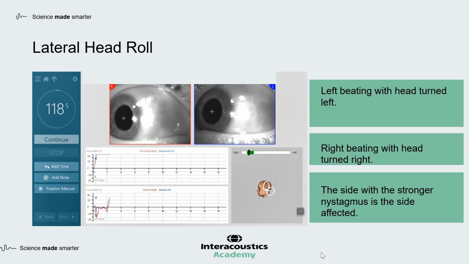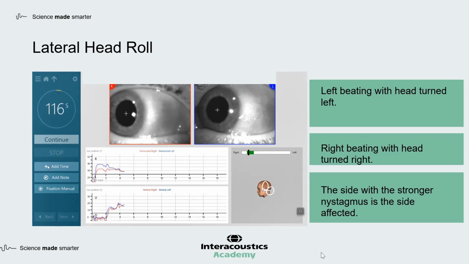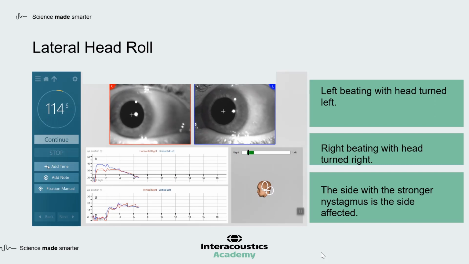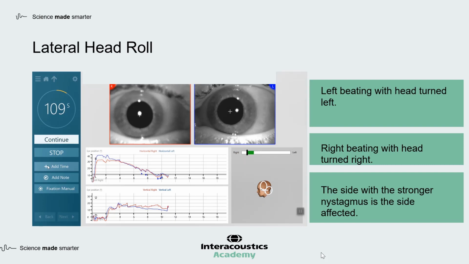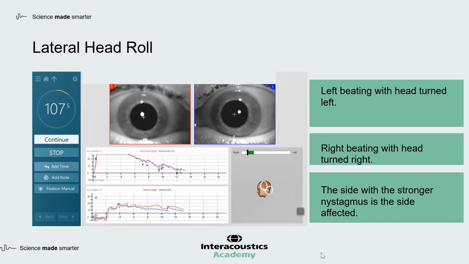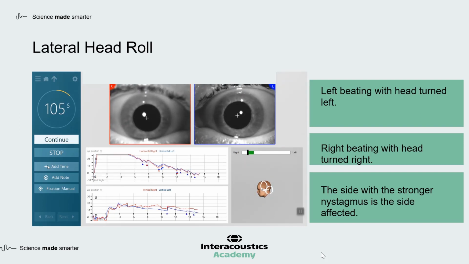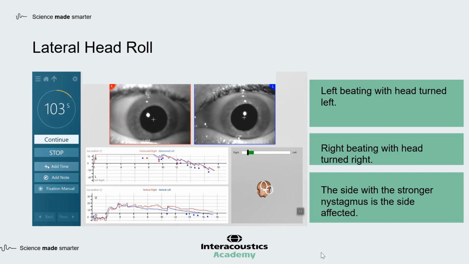And then when we're at the correct angle, 45 degrees, that bar lights up green. That's just to let me know that I'm at the right angle, so I've positioned her head correctly. That's what the model's there for. It's very practical, especially when you're doing the posterior canals.